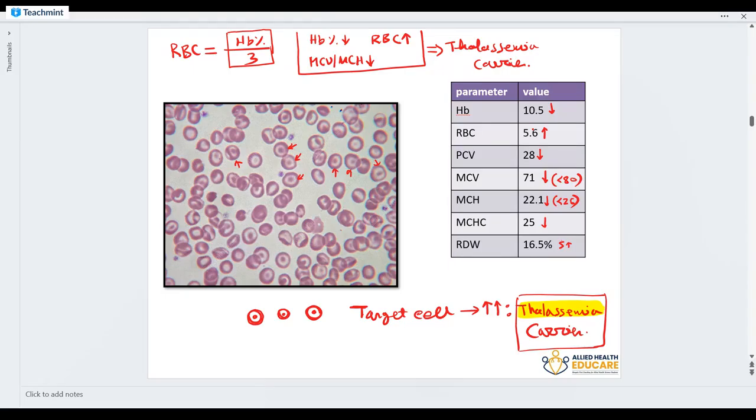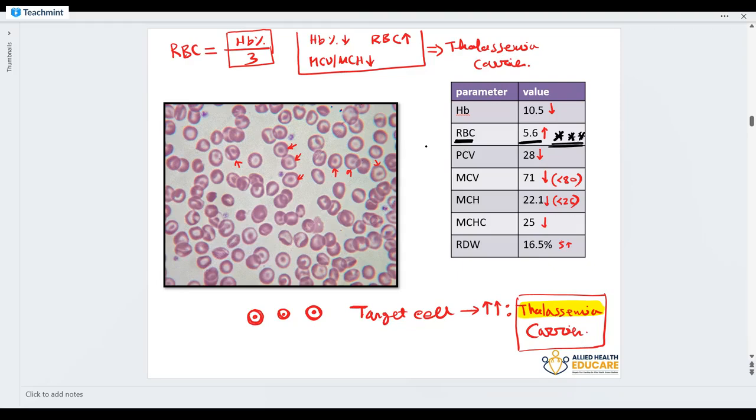In case of thalassemia carrier, the hemoglobin must be low, PCV must be low, MCV must be below 80 femtoliter, MCH below 26 picogram, and RDW may be normal or slightly increased. But the most important feature of the thalassemia trait is high RBC count. You must remember this point.